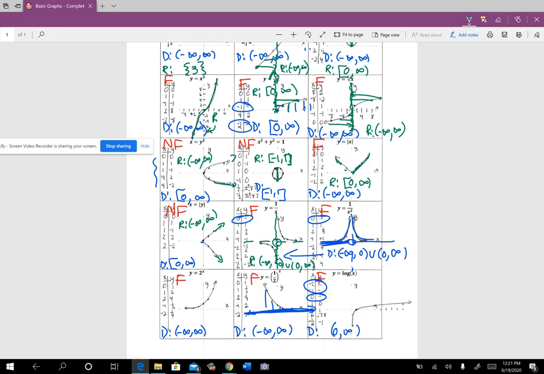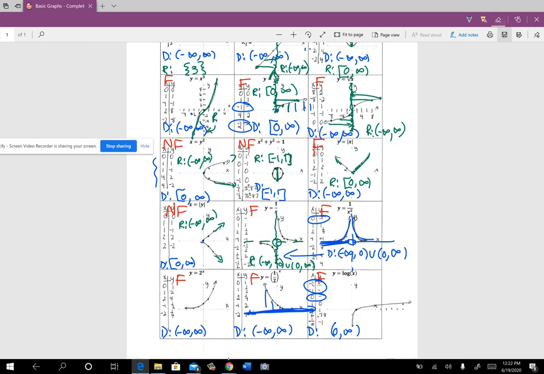We never did get a 0 for a y coordinate. You'll never get that to happen. So the range turns out to be everything but 0. It's really not because of that point, though. That's actually what caused the domain.